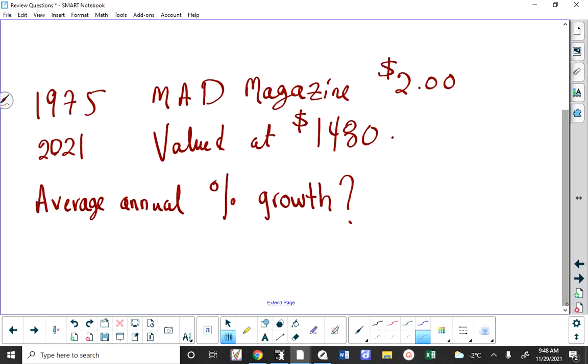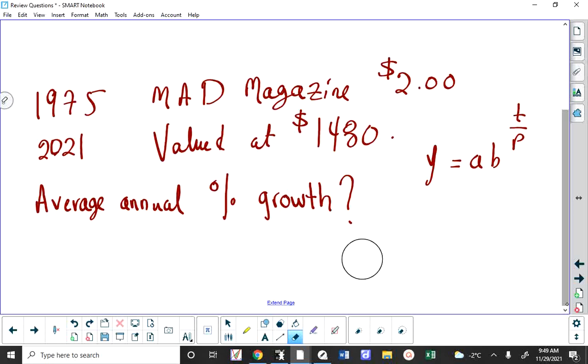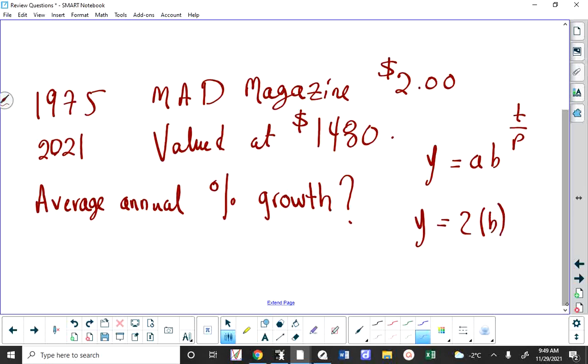And just like the question that was returned to you this morning, assignment number 4, I think, where you have population growth rate, that percentage growth or decline is buried somehow inside of the base of the exponential function. So you would take a look at this, y equals a times b to the t over p. You would say, well, a is $2. I don't know what b is. That's going to be the problem.